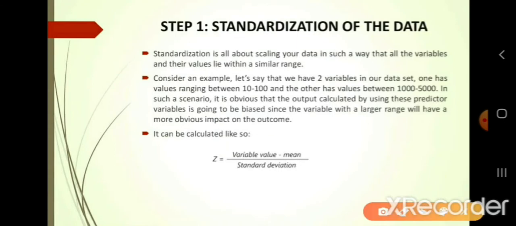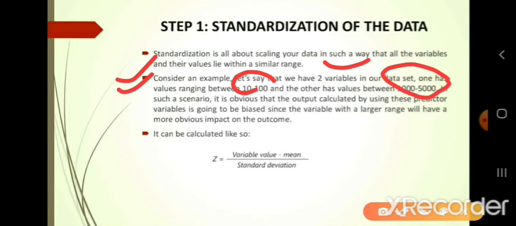Number one is standardization of the data. This standardization is done to remove the outliers from the data. It is all about scaling the data in such a way that all the variables and their values lie within a similar range. This is done to remove the extra variation or outliers. For example, let us say we have two variables in our data set. One has values ranging from 10 to 100 and the other has values between 1000 and 5000.